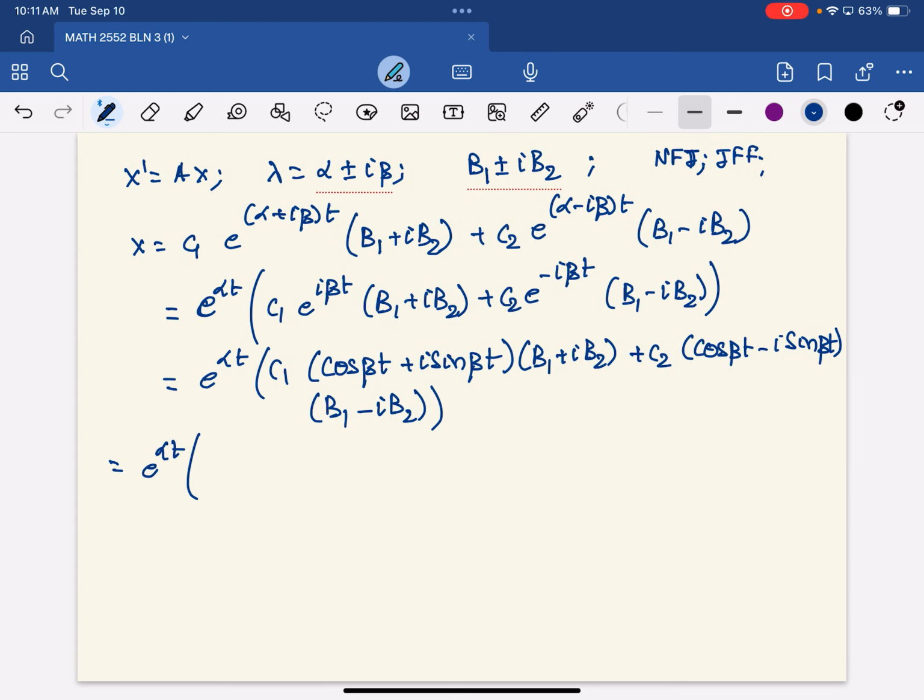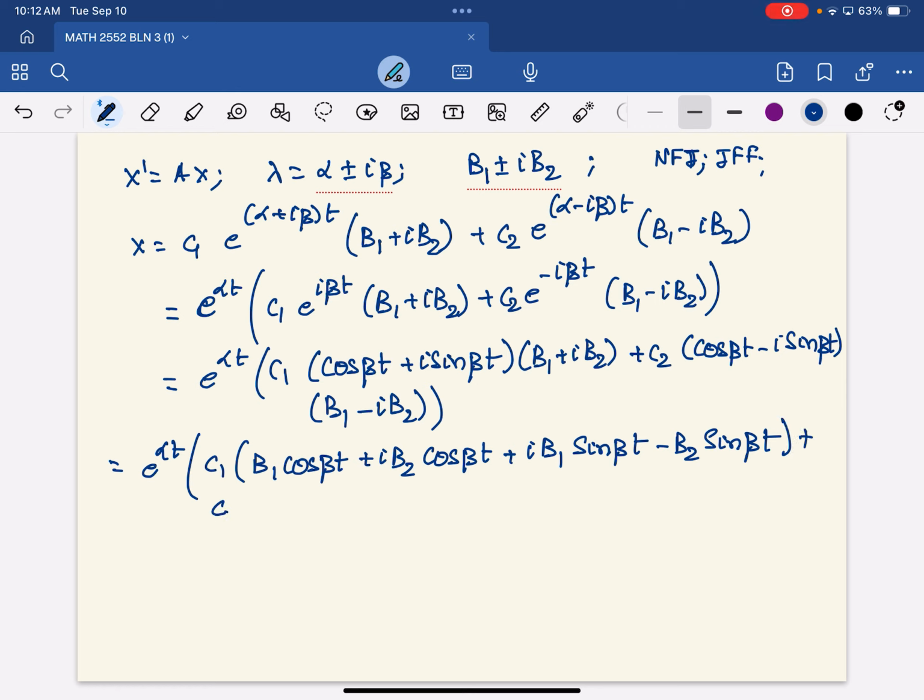Luckily for us, something fantastic really happens. What is that? It is B1 cosine beta t, then plus iB2 cosine beta t, plus iB1 sine beta t. i times i is i squared, which is negative 1, so minus B2 sine beta t. Okay. Now plus C2 times cosine beta t times B1 is B1 cosine beta t.